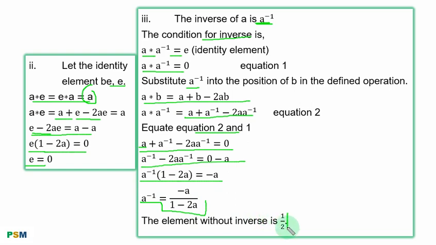If you put 1/2 in place of a, you have 2 times 1/2. That is 1. 2 times 1/2 is 1. 1 minus 1 is 0. So 1/2 has no inverse.